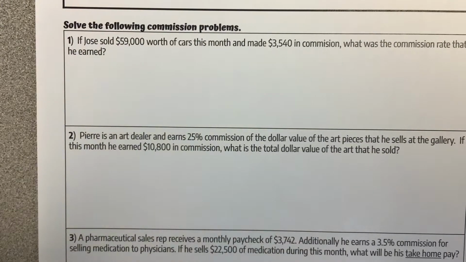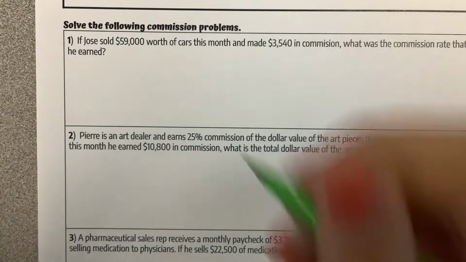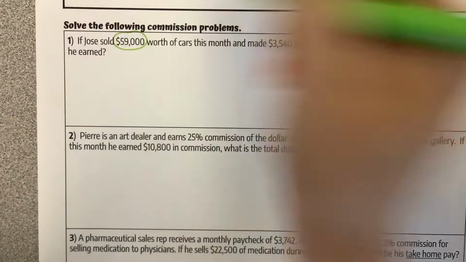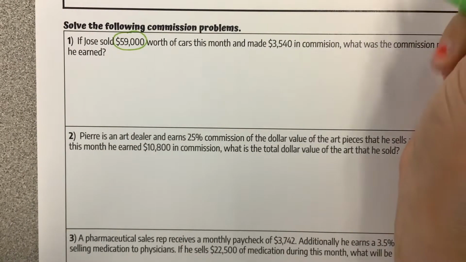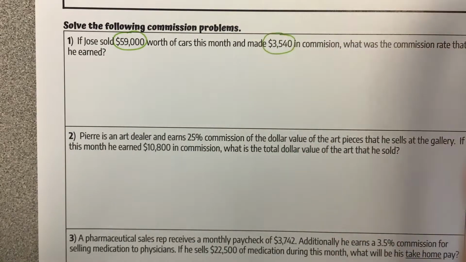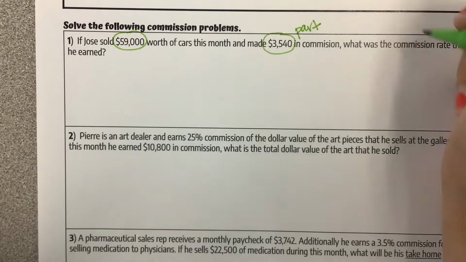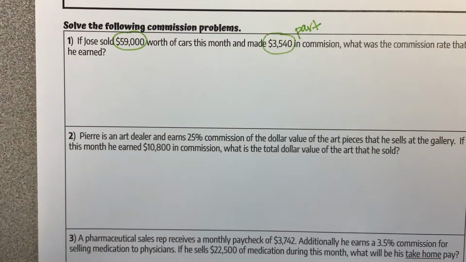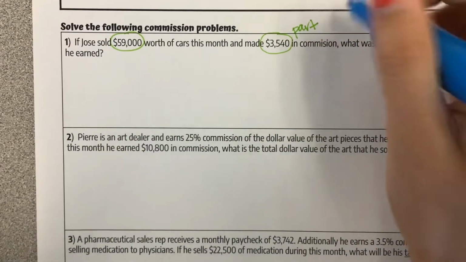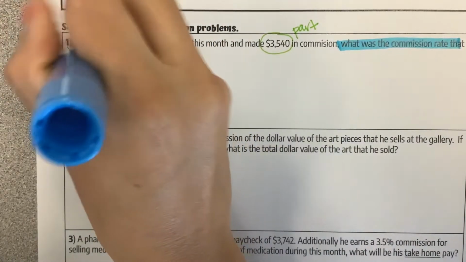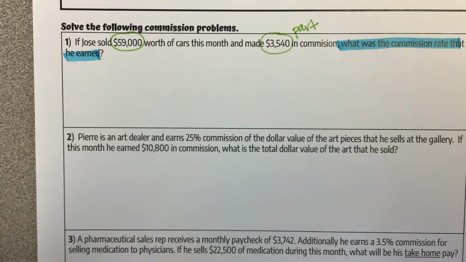Number one, if Jose sold $59,000 worth of cars this month and made $3,540 in commission, what was the commission rate he earned? So that's the total amount that he sold. This is the part in commission that he earned. The question is asking, what was the commission rate he earned?